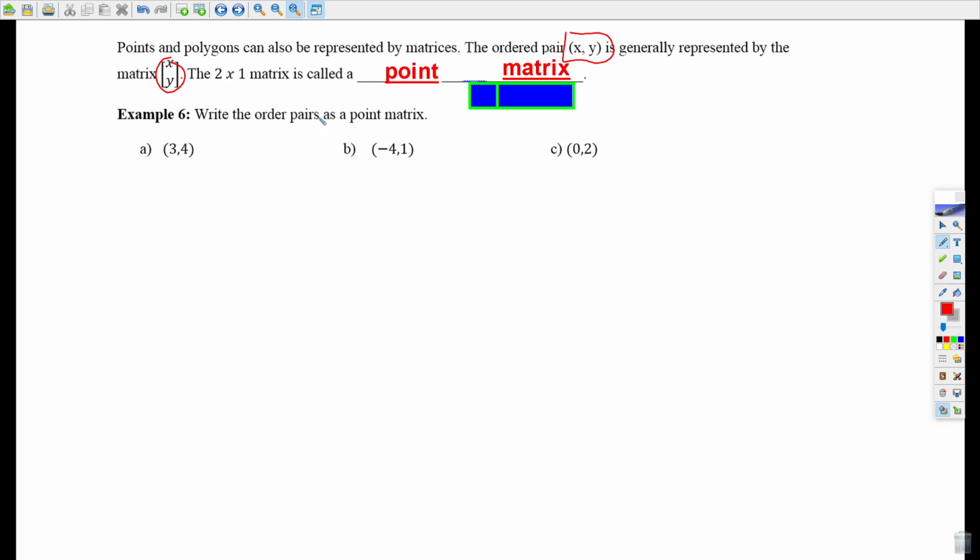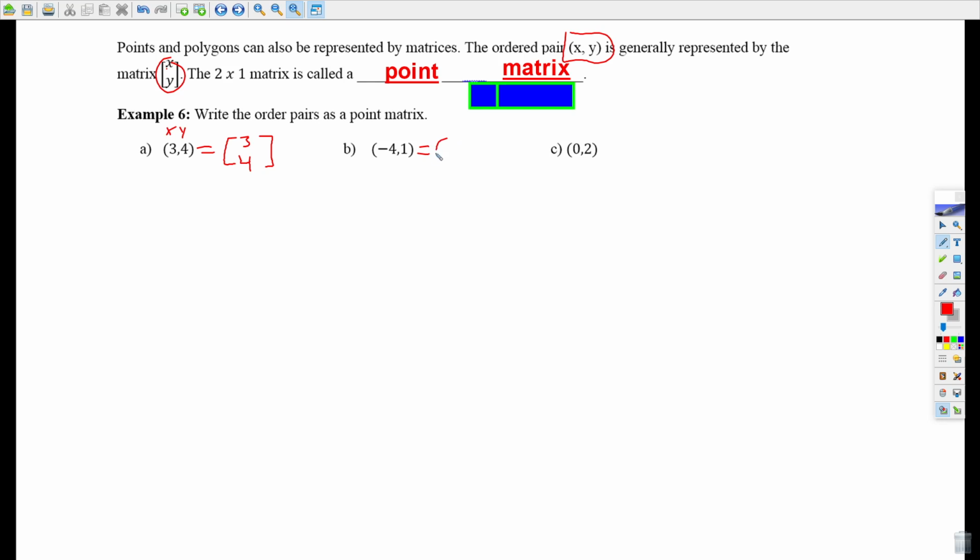For example 6, write the ordered pairs as a point matrix. We're just going to rewrite this. Instead of having 3, 4 horizontally, we're going to write it vertically. So you practice writing your little brackets. And then X has to go first, and then it's Y. So it just goes 3, give a little space, 4.